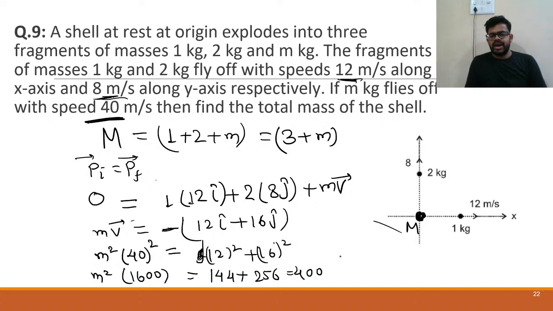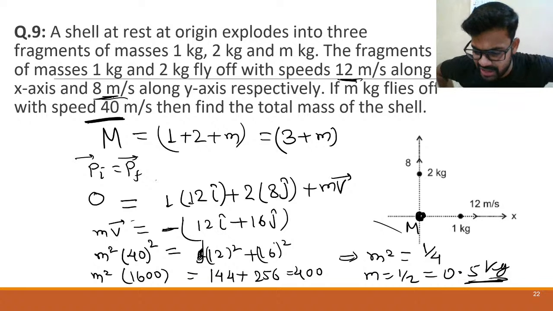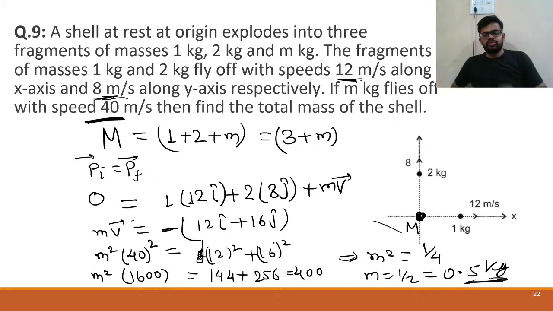Okay, so as we solve, we'll get m square equals 400 by 1600, which is 1 by 4. So I am getting m equals 1 by 2, and 1 by 2 means 0.5 kg is the answer. That's all, my dear friends. So 0.5 kg is the answer for this question, right? So what is the mass of that third fragment? The mass of the third fragment is 0.5 kg.